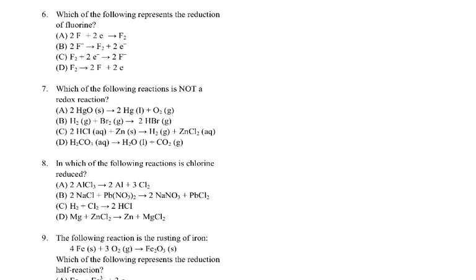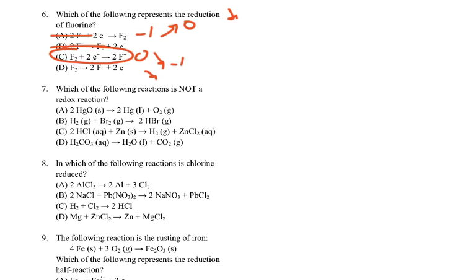Now, which of the following represents the reduction of fluorine? Reduction, we're looking for the charge getting reduced. So in this first case, it's going from -1 to 0, that's up to 0, so that's not the answer. Next one is -1 to 0 again. That's the same deal. Third one is 0 to -1, 0 going down to -1, so that's our answer. And the last one is 0 to -1. So that could be our answer.